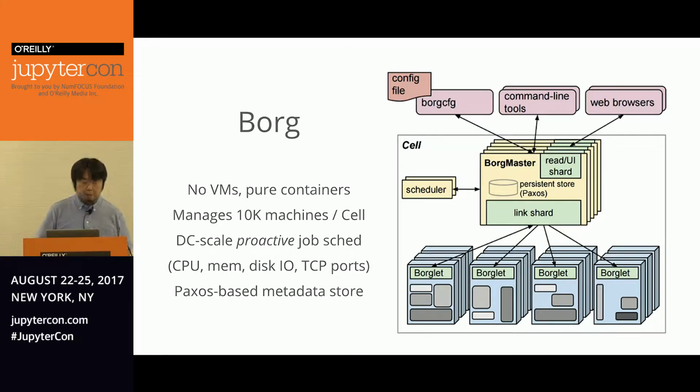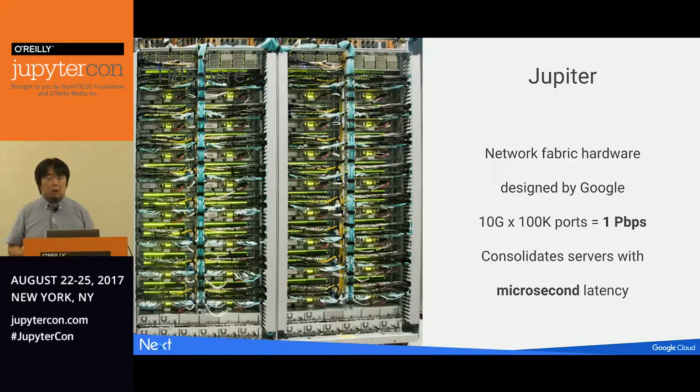And the second technology is the network. We have been building our own hardware for switch fabric. We are not using commodity routers or switches such as Cisco or Juniper for building our data center network. Instead, we have been hiring hardware designers for switch fabrics and building the network fabric from scratch that can host 100,000 ports of 10 gig or 40 gigabit Ethernet. That is 1.2 petabit per second.